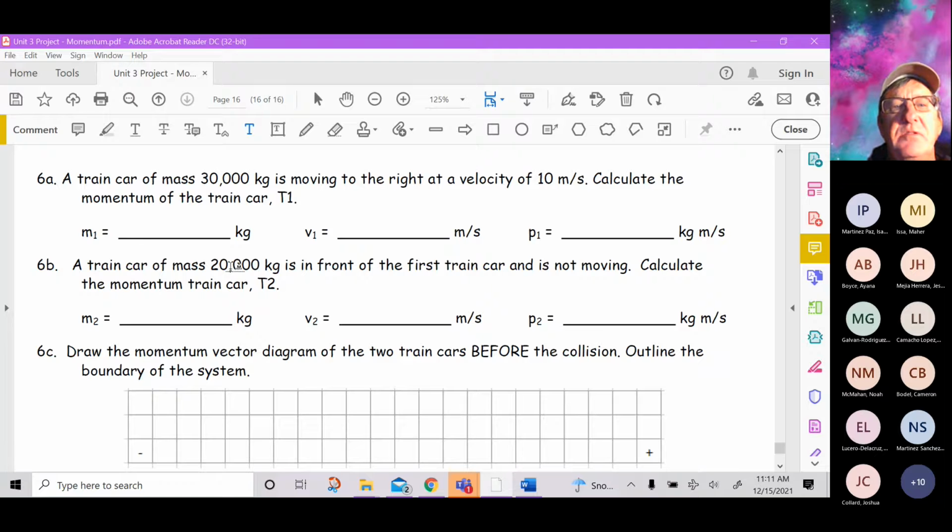They have different masses. They also have different velocities. You can go ahead and fill these in while I'm talking. Let's work on this together right now. Come back to number 5 on your own later. So fill in the mass for the first train car. Fill in the velocity for the first car. And find its momentum. Go ahead, pull out your calculator if needed. Do your multiplication for momentum.